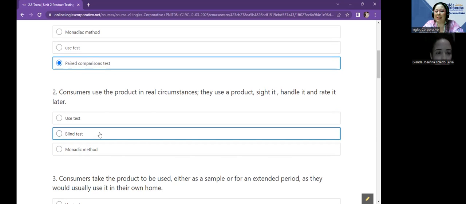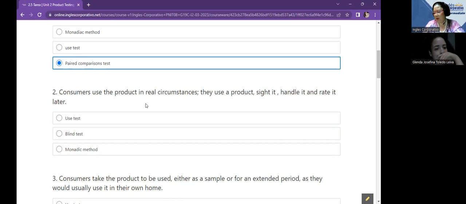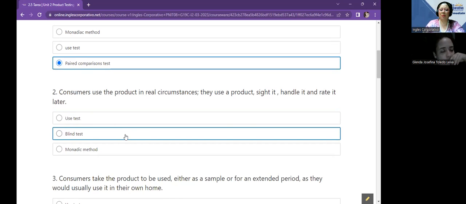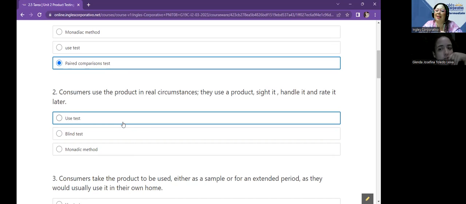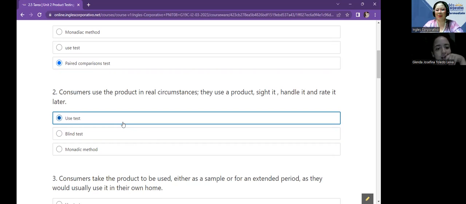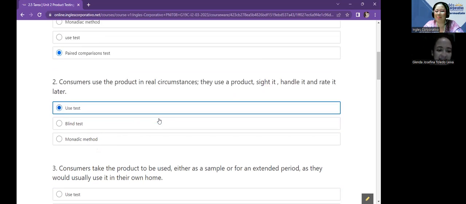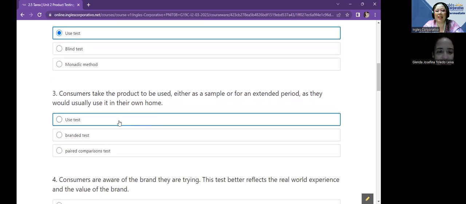Real circumstances. Acordémonos de lo que les decía yo al principio, saque una palabra clave que le dé el significado de todo, ¿verdad? En este caso, dice use, real circumstances. Entonces, ¿cuál sería? Use test. Exactly, porque tiene use allá en la definición, ¿verdad? Okay, perfecto. Eso es una técnica que se llama asociación.